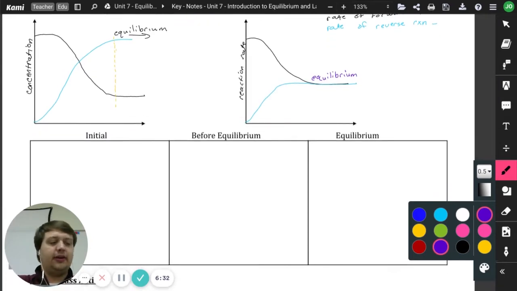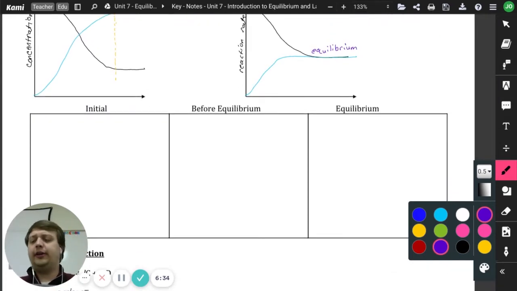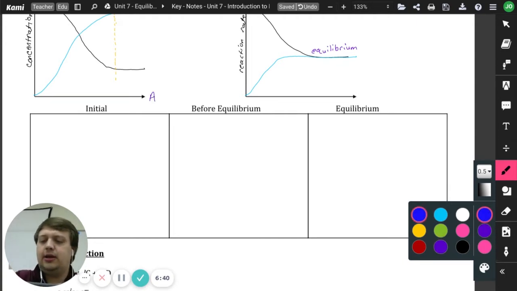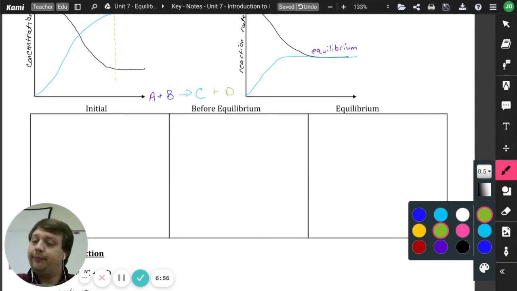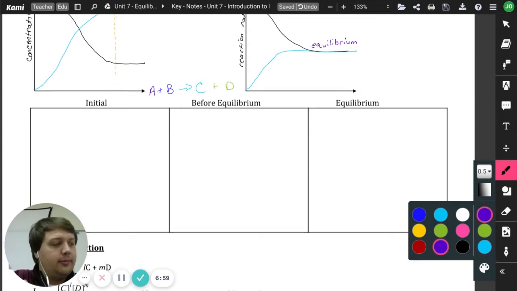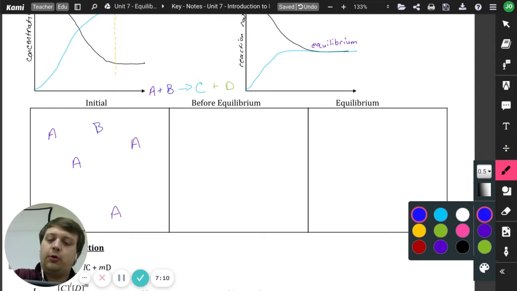So let's take a look at this in terms of if I were to draw a particulate diagram. So if I've got reactant A plus reactant B, and that's going to produce product C and product D. How does this look? Well, I will start with reactant A. I start with 4, and I just made up a number. So I started with 4 of them. My reactant B, I also started with 4.